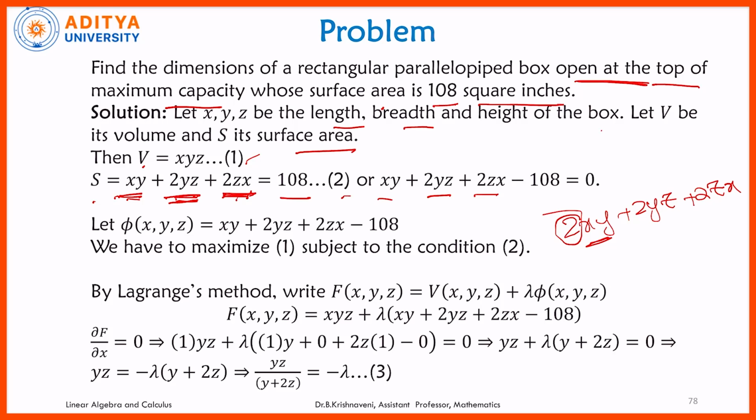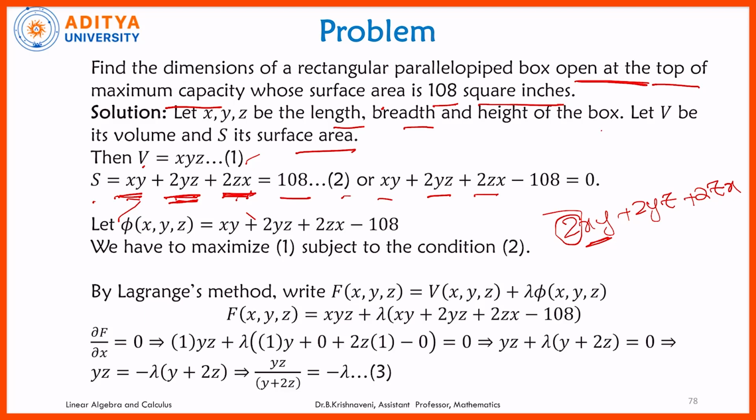Now what is phi of xyz is the condition. So that's why we will take it as xy plus 2yz plus 2zx minus 108, because they are asking the dimensions of the rectangular blocks for which the surface area is 108 square inches. Means the surface area becomes the condition. So that's what we represent with phi of xyz.